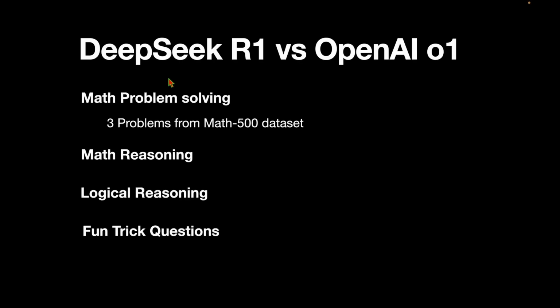In this video, let's directly compare DeepSeek R1 with OpenAI's O1. More specifically, let's dive into mathematical problem solving. Let's look into 3 problems from the Math 500 dataset and find out which of the 2 models does best in those. And then let's move on to math reasoning, and we'll do some logical reasoning, and eventually we'll just wrap up with some trick questions, and we'll conclude in the end.